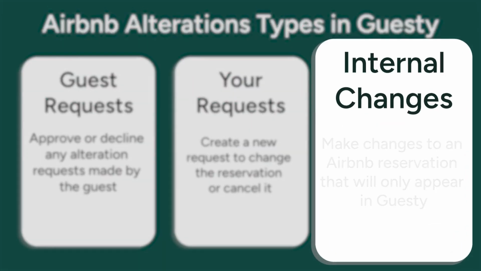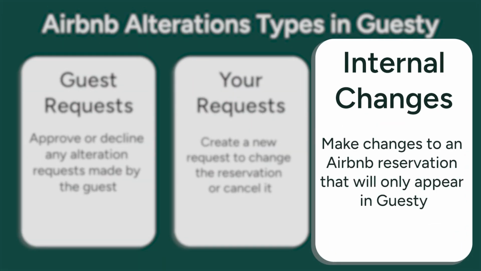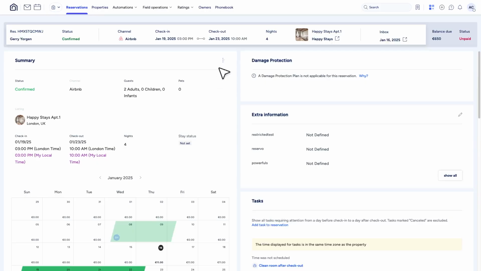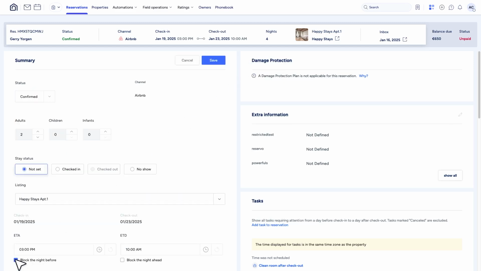And with the third type, make changes to an Airbnb reservation that will only appear in Guesty and will not affect the guest, so no approval is needed for them. Click here, choose Edit Reservation, make the relevant changes, and then click Save.